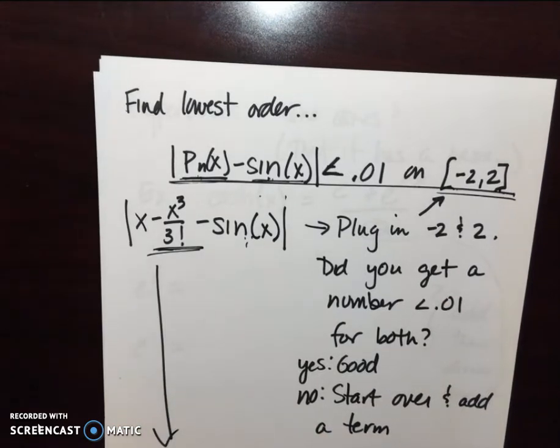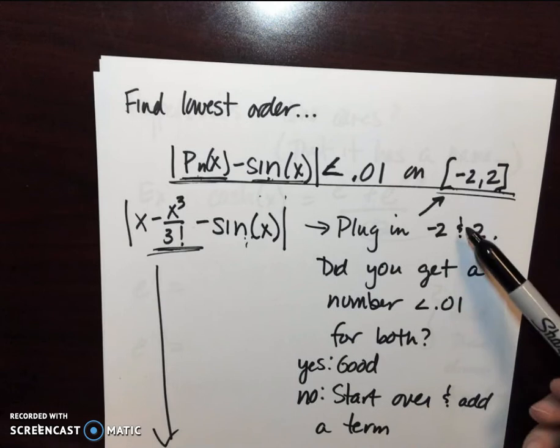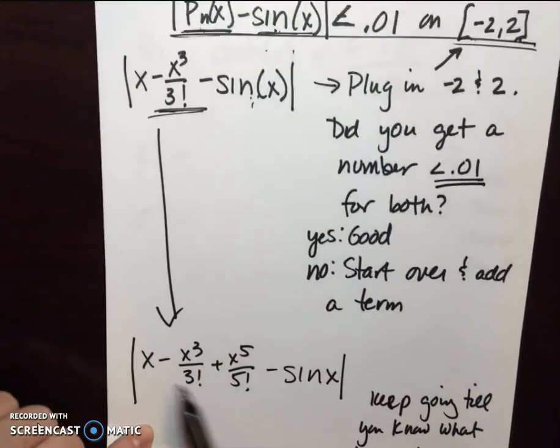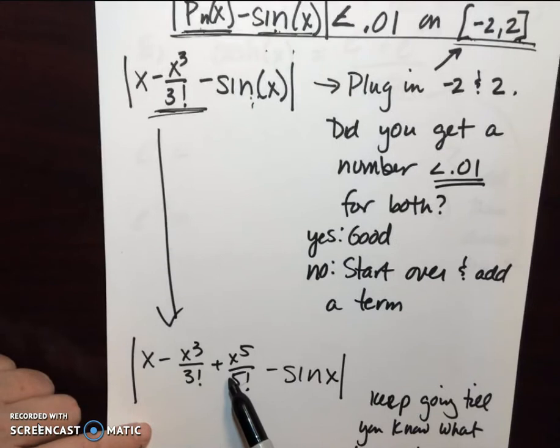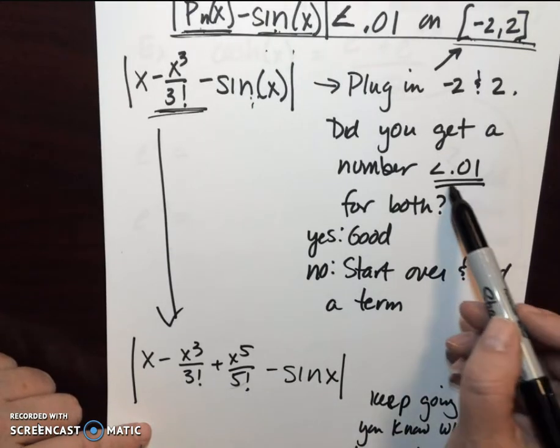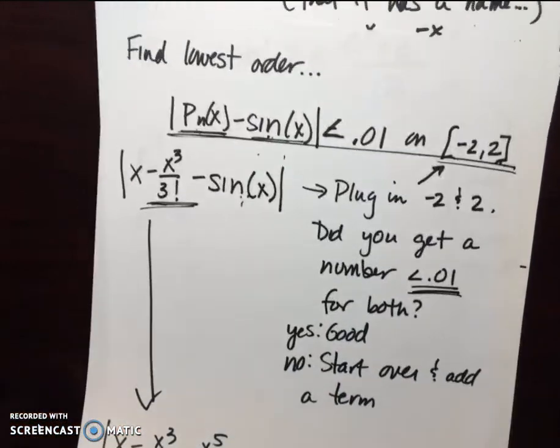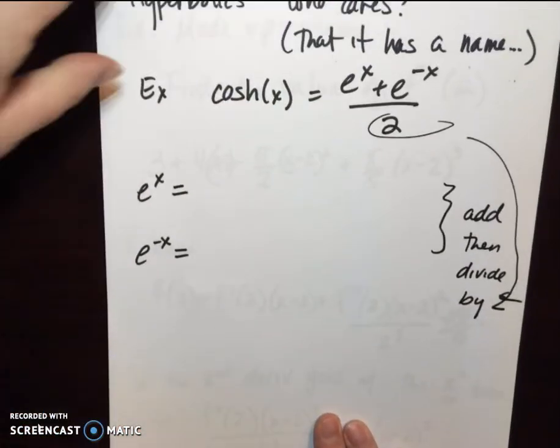Oh, that tells me my time is wrapping up. And you're going to see if you get a number less than 0.01. If you don't, then you need to start the whole process over and plug in another term. And you need to keep doing that until you get a number less than 0.01, and that's going to be your answer.